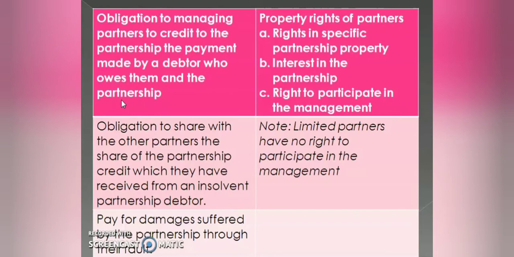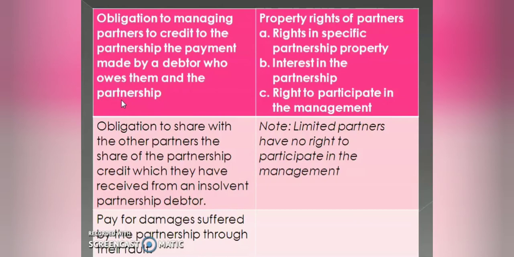The reason for Article 1792 is that good faith cannot permit a managing partner to subordinate the interest of the partnership to that of his own. So proceed tayo sa obligation to share with the other partners the share of the partnership credit which they have received from an insolvent partnership debtor.